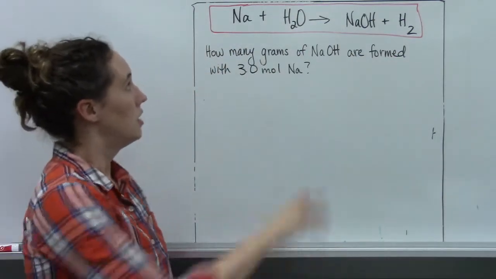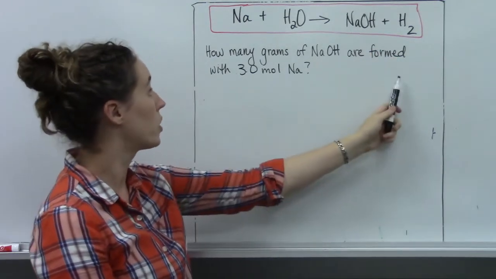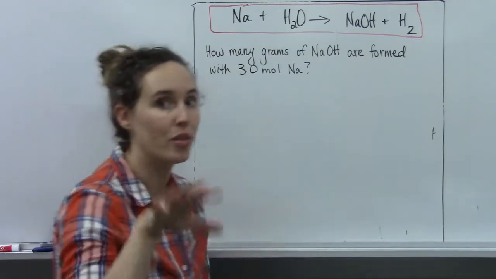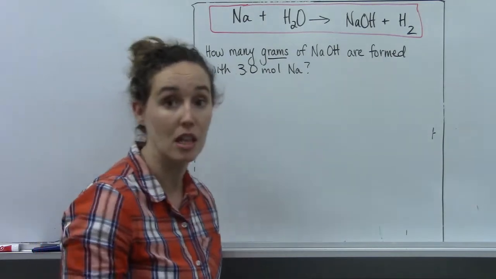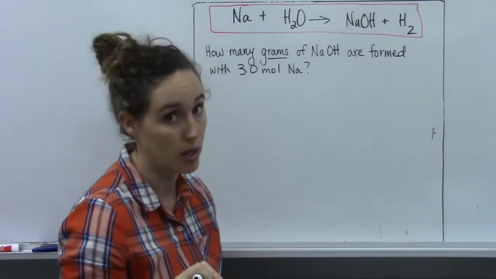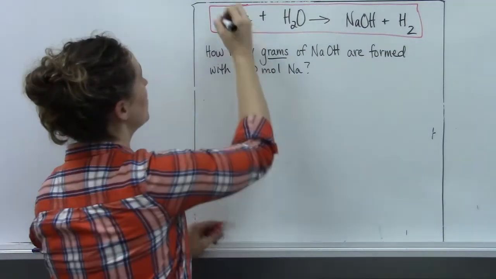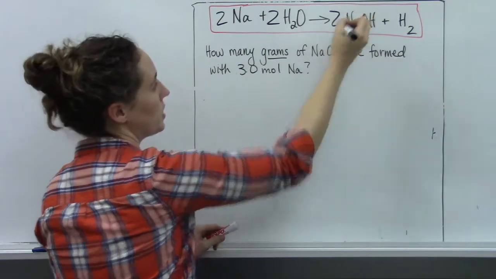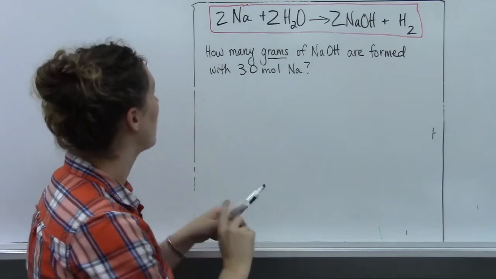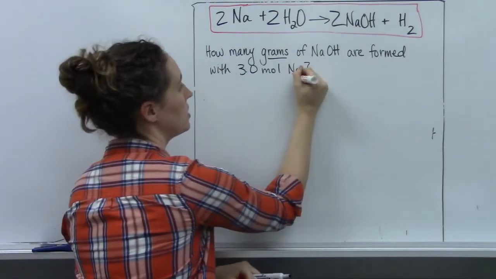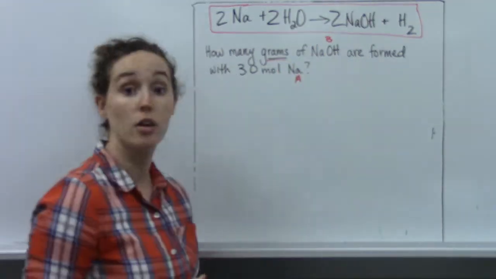All right, same equation. How many grams of sodium hydroxide are formed with 3 moles of sodium? So this time we're trying to find the grams of a substance, and this substance is a product, not a reactant. All right, so first thing I do, balance the equation. We've done this one before, so we can just write that in. Identify substances A and B. All right, so I'm given this. So again, sodium will be A, and this time sodium hydroxide will be B. Don't forget, we're trying to find the grams.